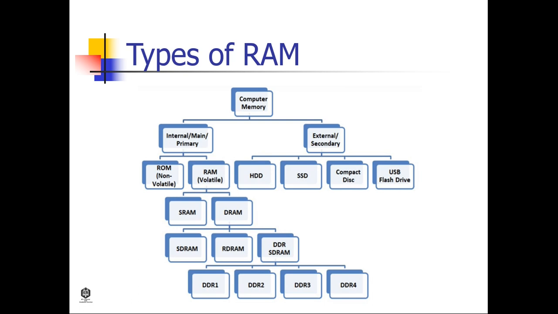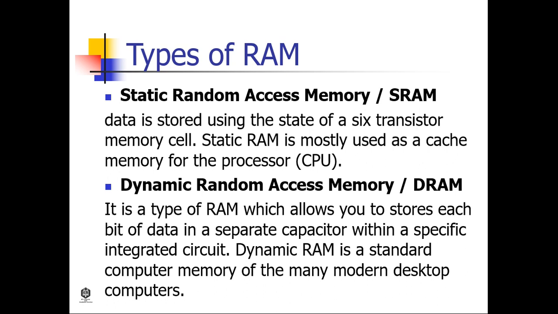There are two main types of RAM, dynamic RAM or DRAM, and static RAM or SRAM. Static RAM, or static random access memory: in this type of RAM, data is stored using the state of a 6-transistor memory cell. Static RAM is mostly used as cache memory for the processor. SRAM is made up of 4 to 6 transistors.